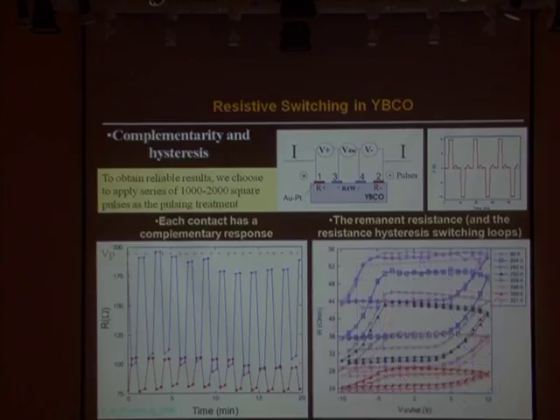We also perform this at different temperatures, and what we observe is that as we increase the temperature, the amplitude of this hysteresis switching loop decreases. At a certain temperature, it is very low, and the effect disappears.